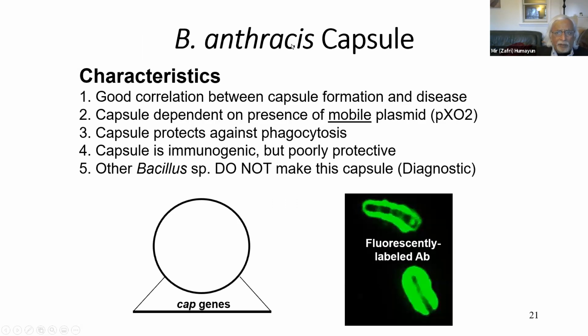The Bacillus anthracis capsule is correlated very well with the disease. That is, strains that have the capsule are the pathogenic strains. Okay? And as we mentioned before, the function of capsule is protection against phagocytosis. Okay? And the strains of Bacillus anthracis that do not cause disease typically do not have the capsule. Good.